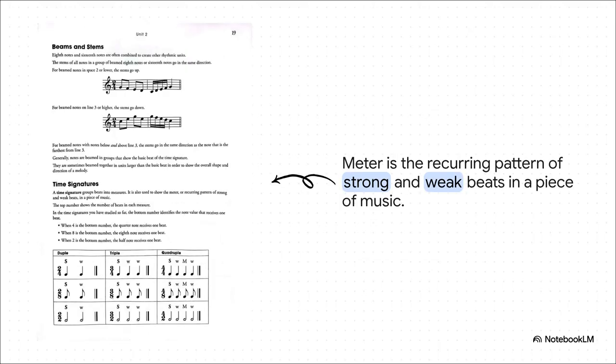But here's the thing. It's not just about counting to 4 over and over. It's about the feel. And that feel is called meter. It's the natural pattern of strong and weak beats. In 4/4 time, the feel is strong, weak, medium, weak. If you're in 3/4 time, like a waltz, it's strong, weak, weak. That repeating pulse is what gives music its groove.